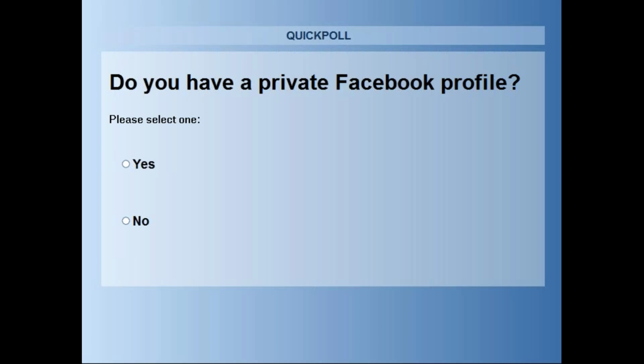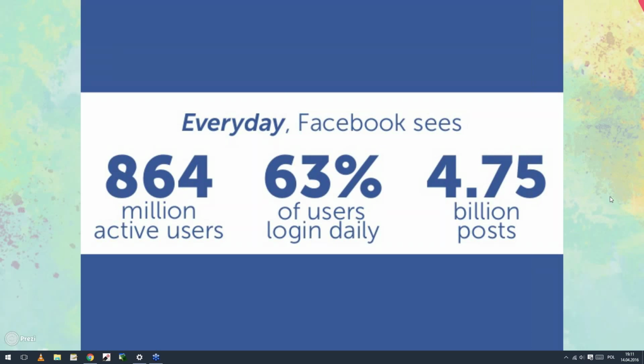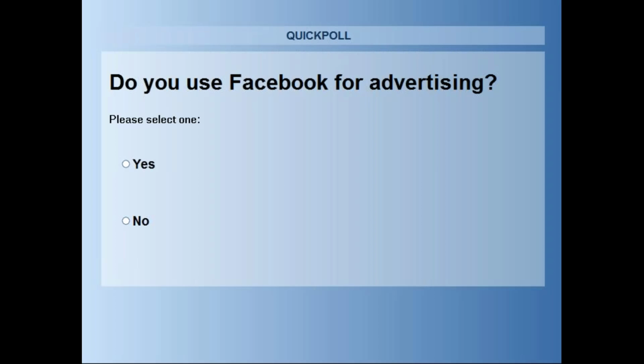And now very quickly also a second poll that I would like to ask you a question, because well, this is actually more important than the previous one. Let's see now. Who uses Facebook for advertising right now?